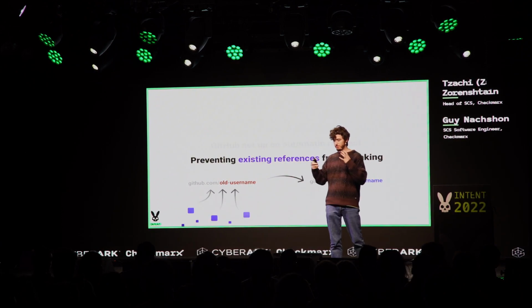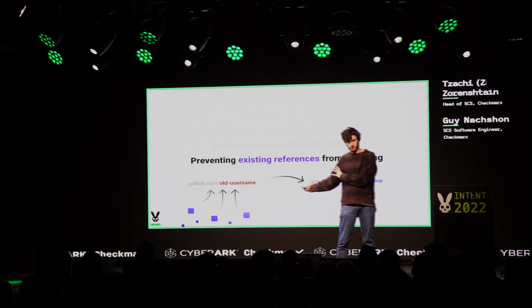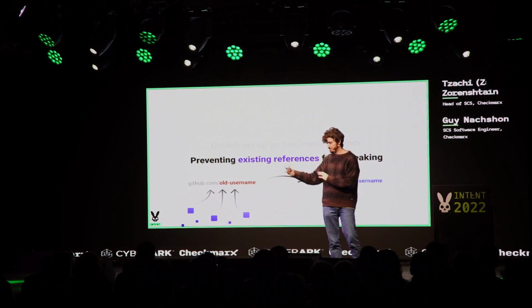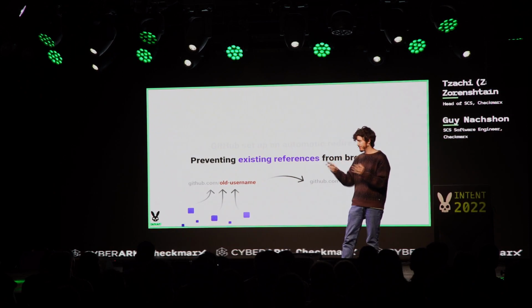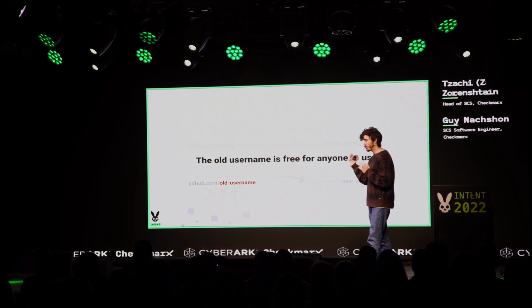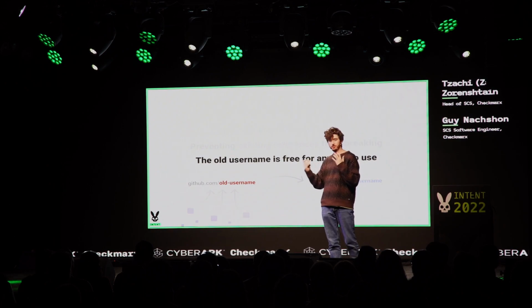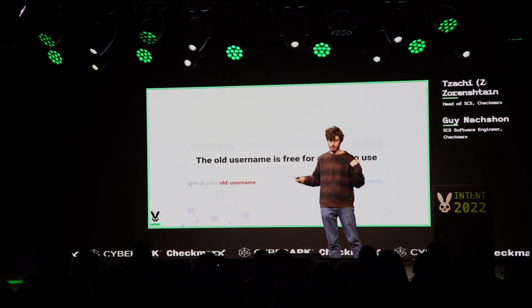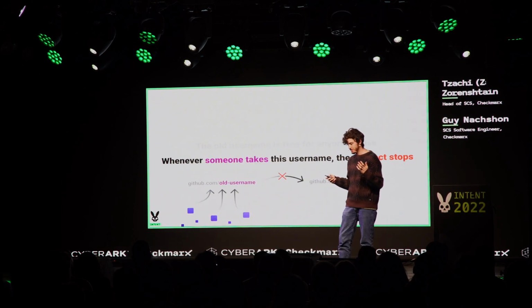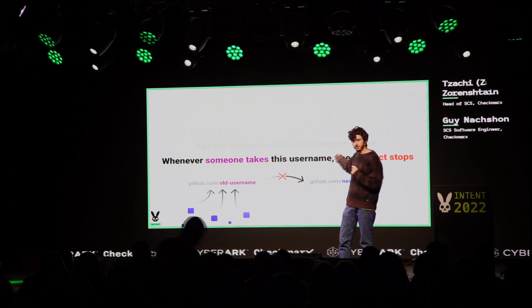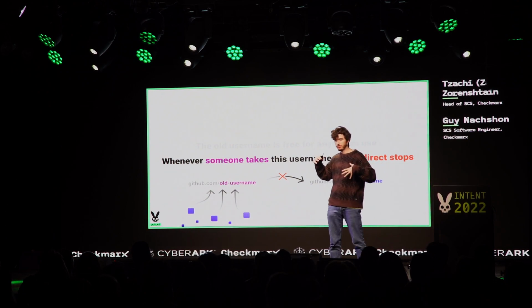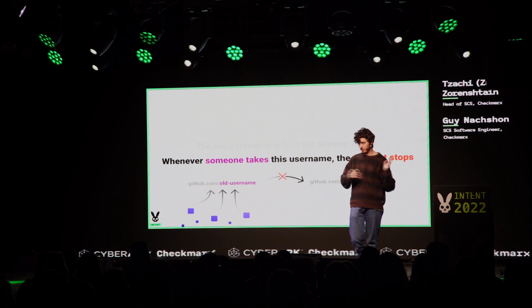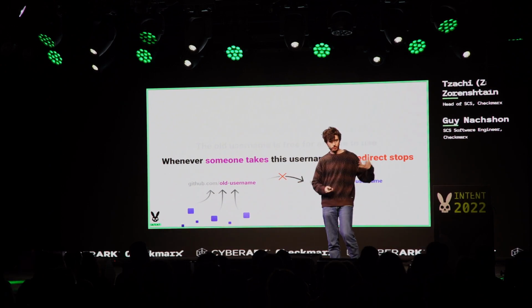GitHub does that so it prevents everything from breaking apart. Every reference that belongs to Guy will now belong to Tzachi. But there's always a but, right? The old username is still free. Everybody can use it. So what will happen if someone takes my old username? When that happens, everything stops. The redirect stops, and each time someone looks for my old username, they will get another person. Not me, not my new name, not Tzachi, but a different guy.